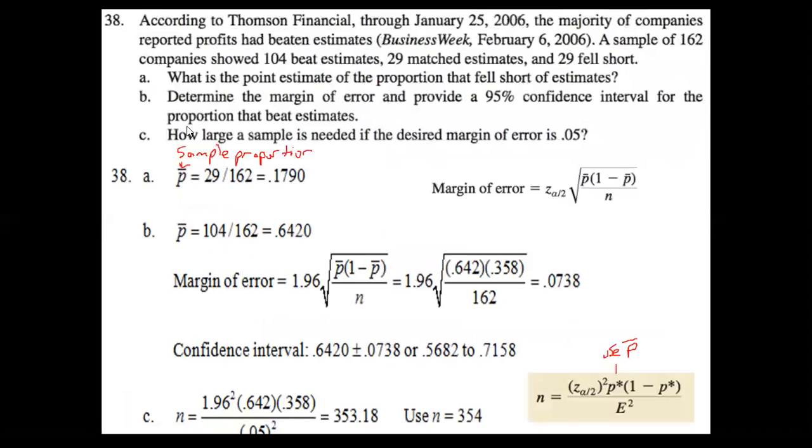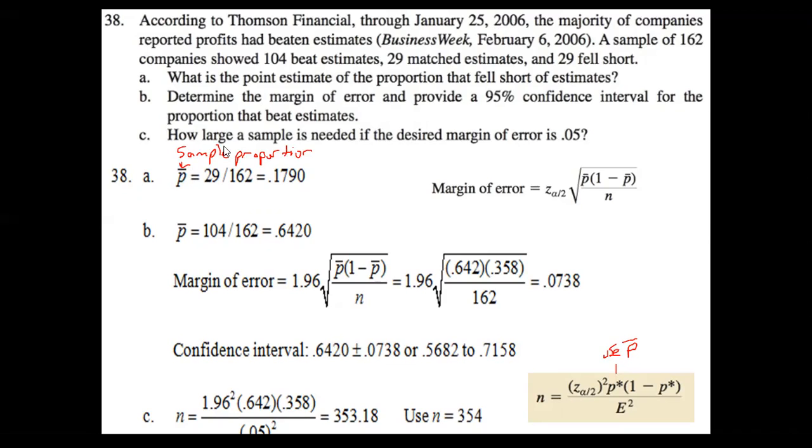All right, so the next one. According to Thomson Financial, through January 25th, 2006, the majority of companies reported profits had beaten estimates. A sample of 162 companies showed 104 beat estimates, 29 matched estimates, and 29 fell short. All right, so what is the point estimate of the proportion that fell short? Well, 29 divided by the total, which is 162, and we can divide that out, and we get 0.1790.